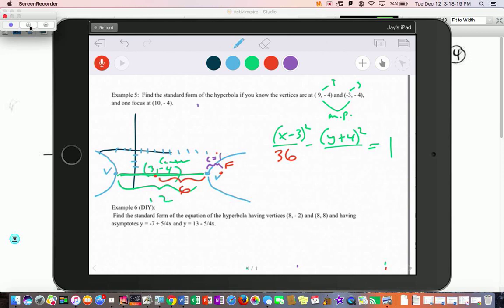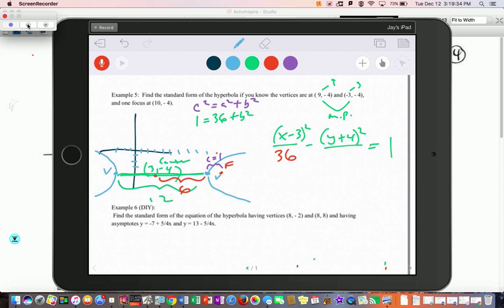So when I set up my formula, C squared equals A squared plus B squared this time, I know that C is 1, so 1 squared is 1, and A squared is 36. So now to find B squared, oops, that's not making sense. We got to go back.